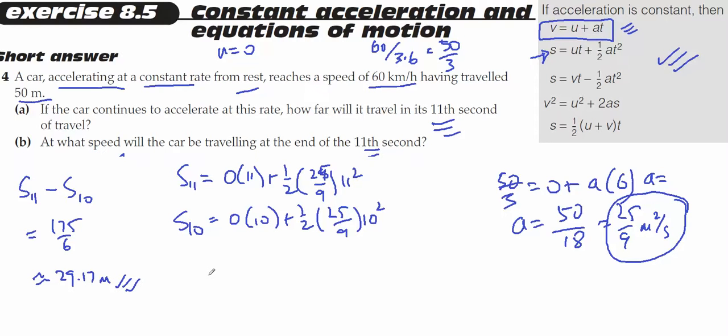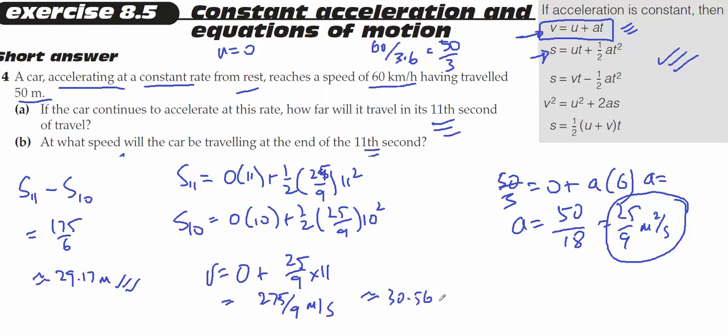What is the velocity after 11 seconds? I can use this rule here, because I know that it starts at 0 plus a, which is 25 on 9 times 11, and that gives me 275 on 9 meters per second, which is roughly 30.56 meters per second.